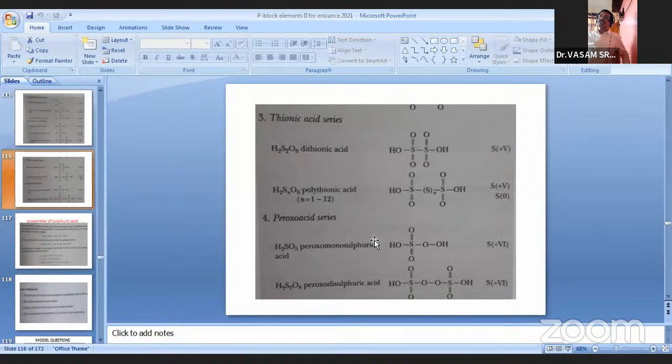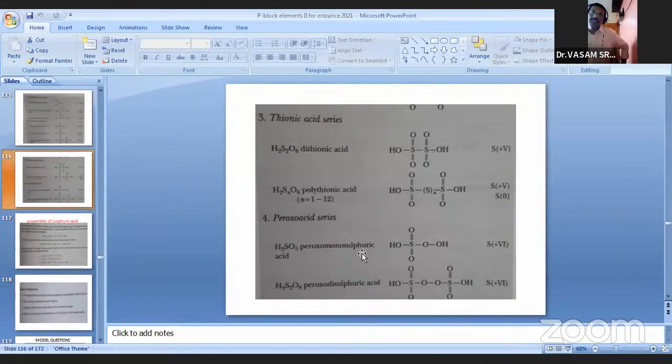And the next, the third series, is the thionic acid series. Thio means sulfur, thionic. Here two acids are there. One is H2S2O6, called dithionic acid. And you see the structure. This also belongs to the dibasic acids, and this acid contains 4 S=O bonds, 2 S-OH bonds, and the average sulfur exhibits a +5 oxidation state, and this acid contains 1 S-S bond also. And the next, polythionic acid. The number of sulfurs is more here, that's why it is called polythionic acid.